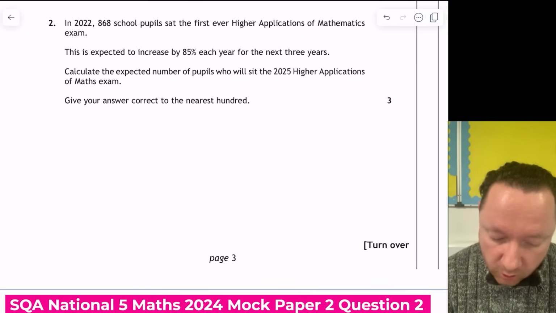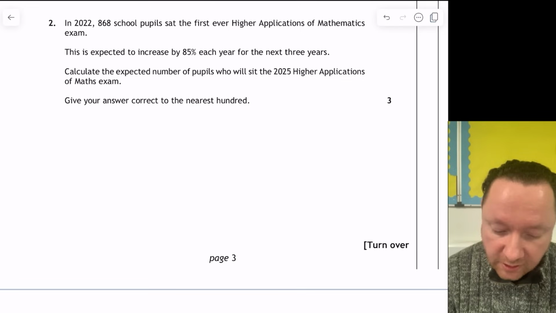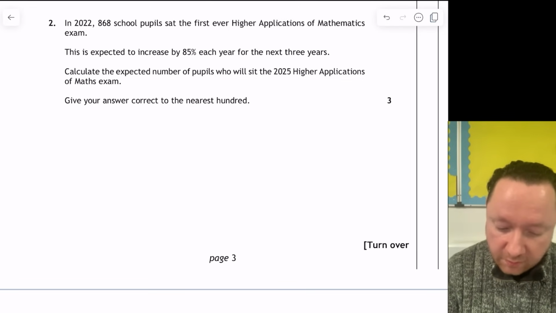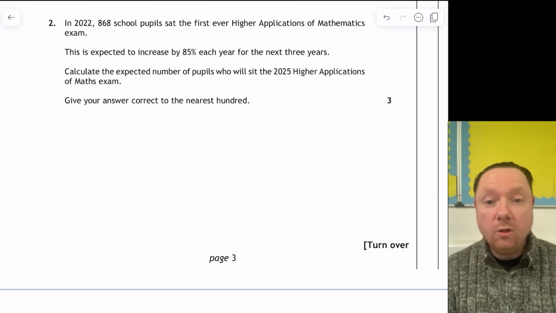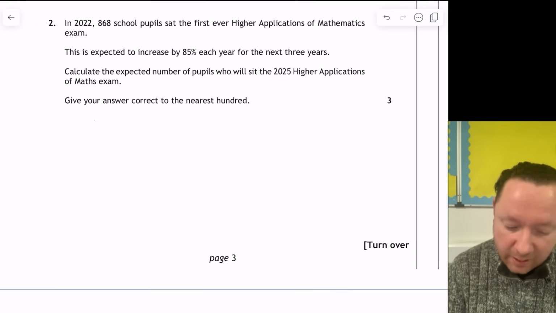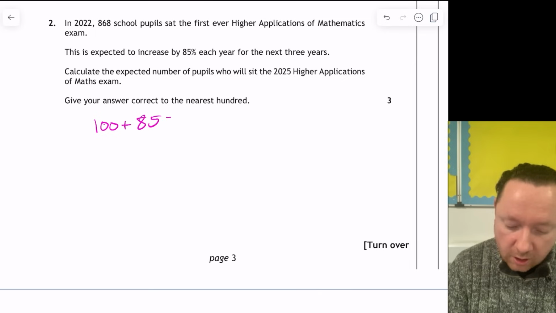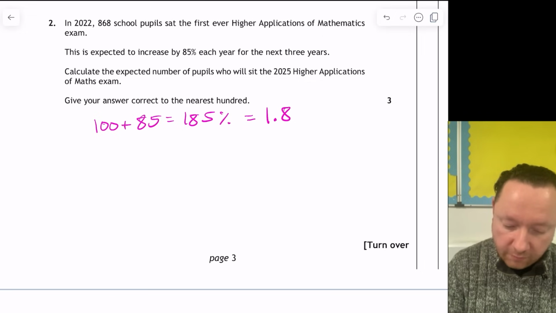SQA National 5 Maths 2024 Mock Exam, Paper 2, Question 2. In 2022, 868 school pupils sat the first ever Higher Applications of Maths exam. This is expected to increase by 85% for the next 3 years. Calculate the expected number of pupils who will do it in 2025. Give your answer to the nearest 100. So this is appreciation. Your basic steps are, it's going to increase by 85%, so 100 plus 85 equals 185%, which as a decimal, dividing by 100, is 1.85.